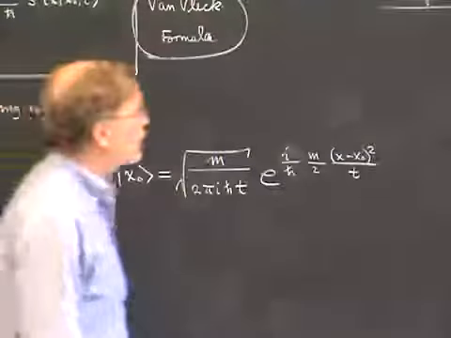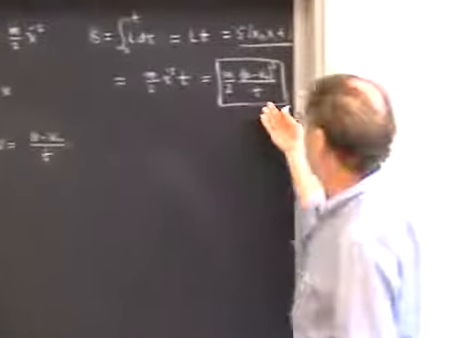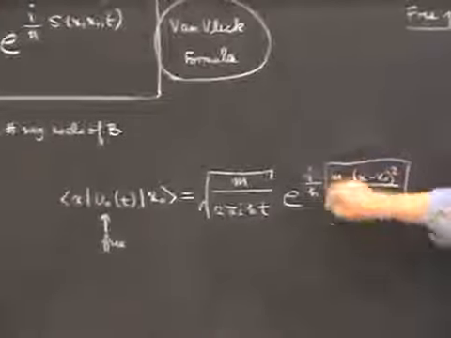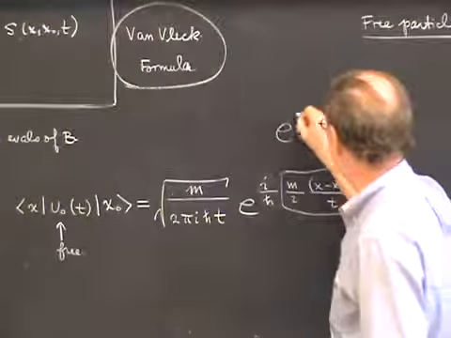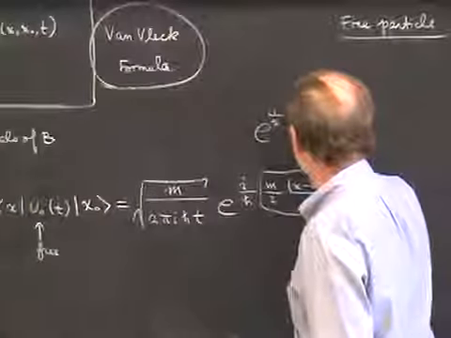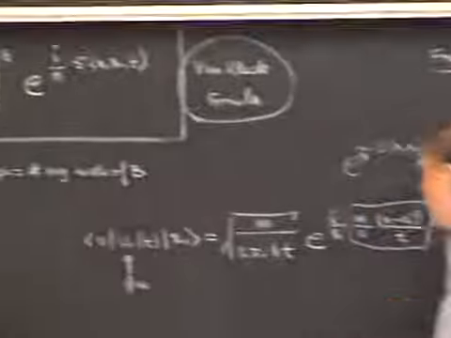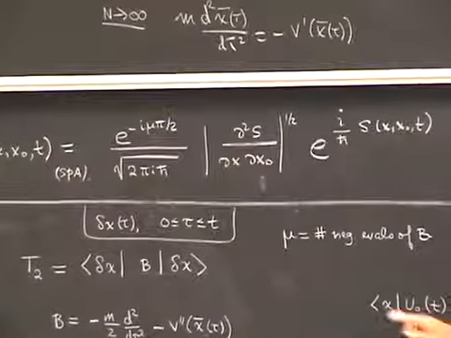And what you see now is that Hamilton's principal function, this is it right here, the integral of the Lagrangian over the path, is exactly the exponent that came from doing exact quantum mechanics. In fact, this really is the e to the i over h bar S of x, x0, and t, which appears in the Van Vleck formula. It's the same as that one right there.